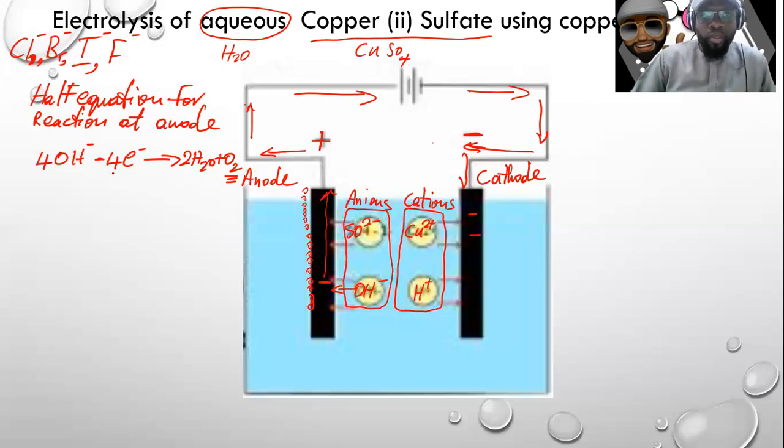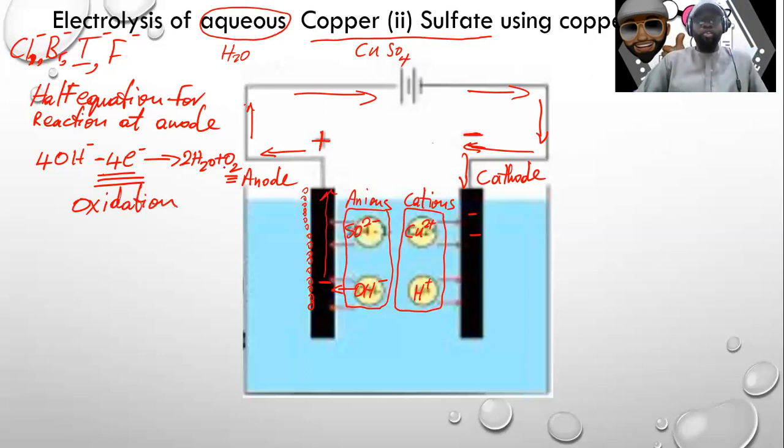Now notice that this half equation is showing that electrons are being lost, minus 4 electrons. The minus there means that they're being lost. And whenever electrons are being lost, what you're experiencing in terms of redox reaction is oxidation. So what you're experiencing there is oxidation taking place. And this is always the case: at the anode, oxidation always takes place.